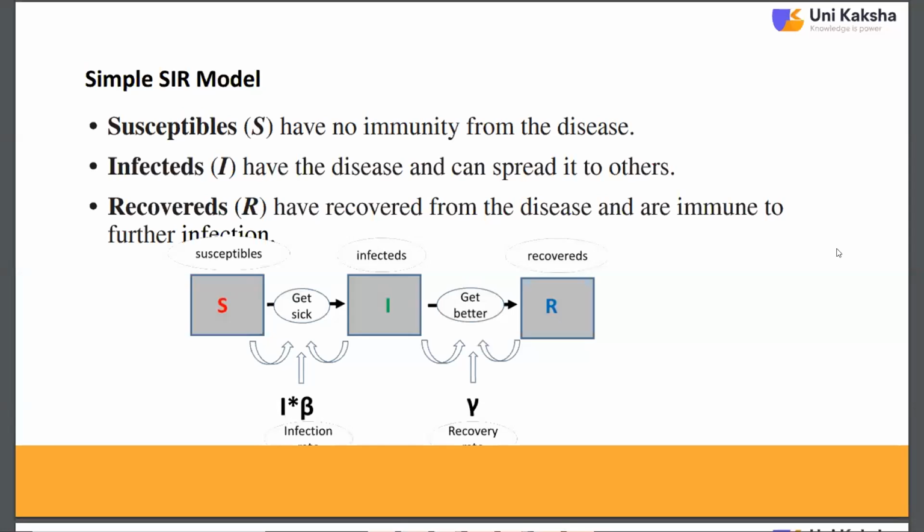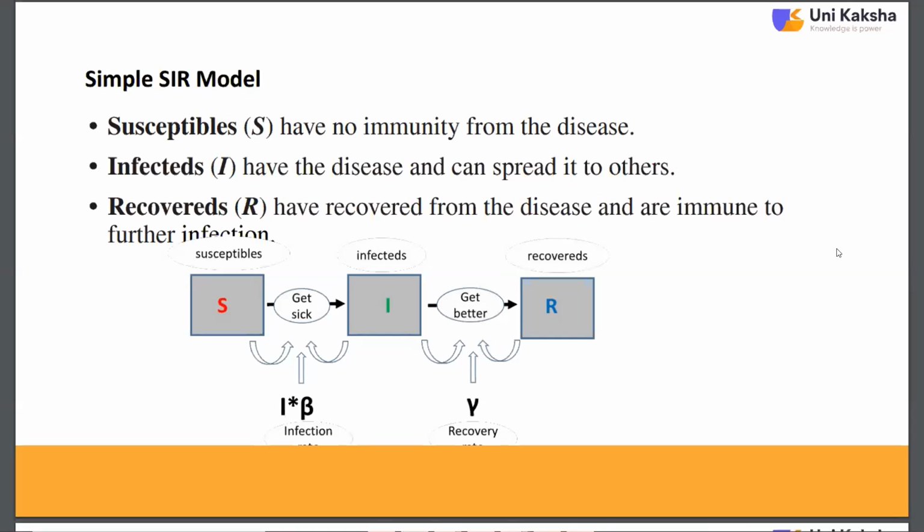Okay, so in this simple SIR model, S stands for the susceptibles. Susceptible means having no immunity from the disease. The infected have the disease and it can spread to others. And R stands for recovered, those who have recovered from the disease and are immune to further infection. So these models depend upon these three parameters: S, I, and R.